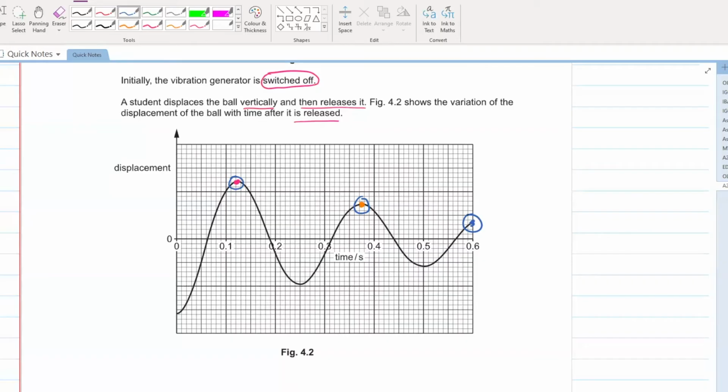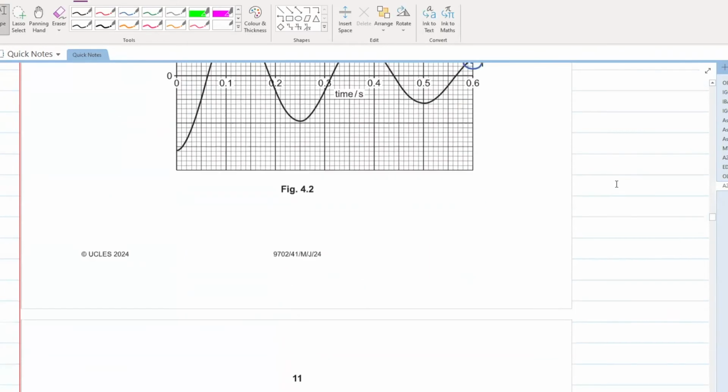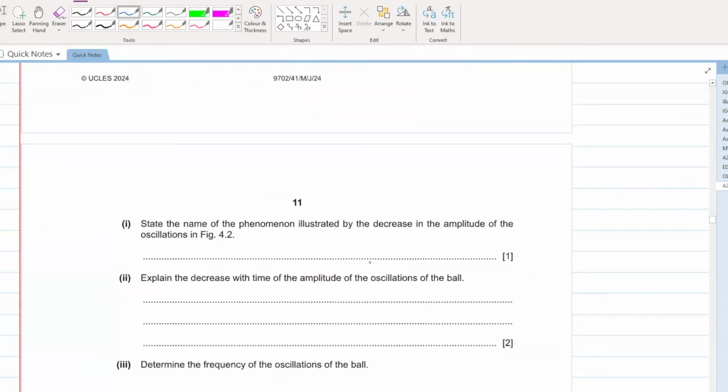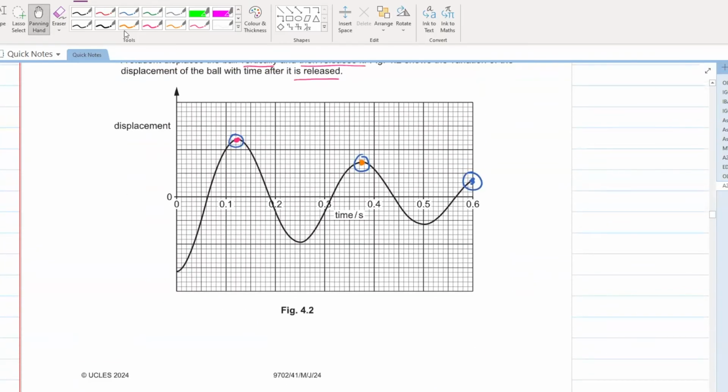Perfect. Let's further move ahead. State the name of the phenomenon illustrated by the decrease in amplitude of the oscillation. Light damping. And sir, how do you know that light damping is happening? Because see, your amplitude is decreasing gradually. A gradual decrease in amplitude basically shows us that light damping is happening here. Nothing complicated here. Let's further move ahead.